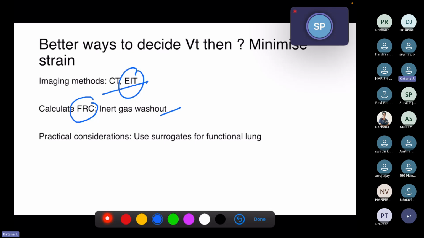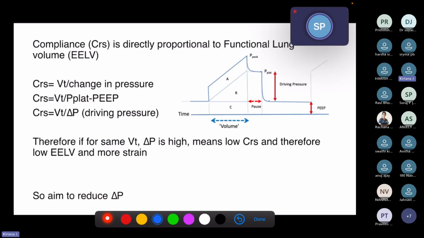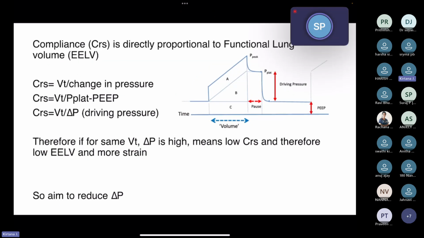So practically, what do we do? Or practically, what can we do? We have to use surrogates for functional lung. We cannot calculate the functional lung, so we need some surrogate markers that will predict the functional lung, right? So what is the surrogate marker that can predict the functional lung available? That is compliance. We all know compliance is directly proportional to the available lung volume. If the lung volume is more, the compliance will be more. If the lung volume is less, the compliance would be less. So your compliance is actually a surrogate marker of your end expiratory lung volume or your functional lung volume that you have.